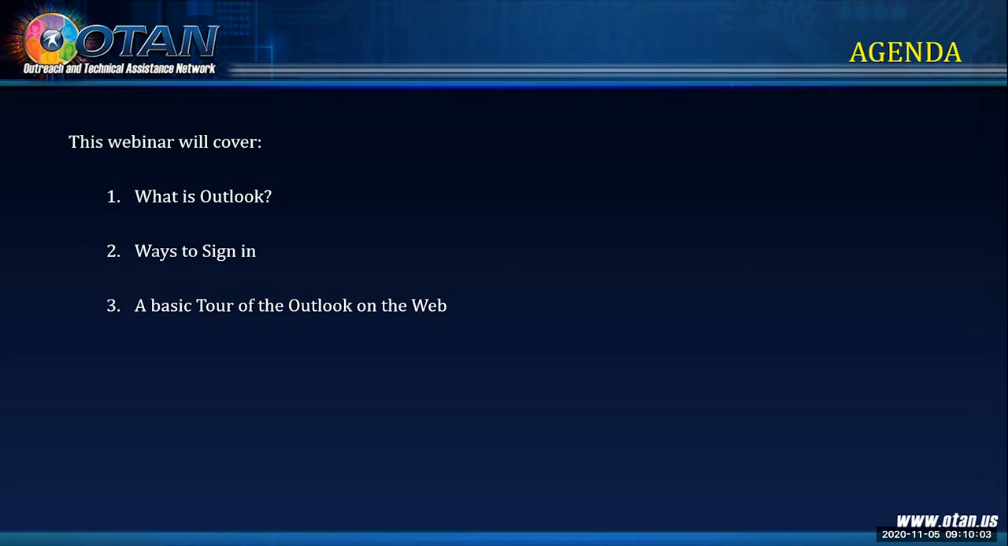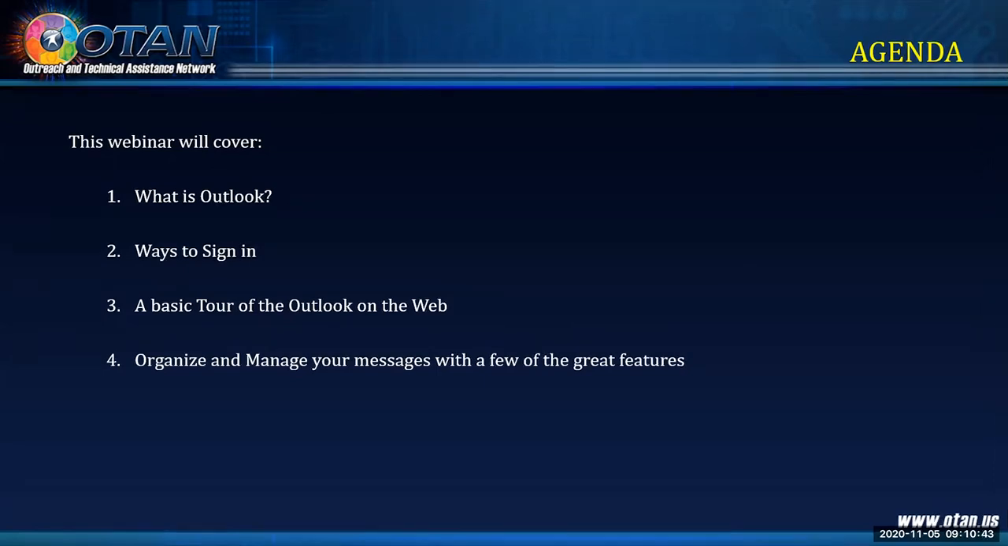We will go ahead and I will show you how to organize and manage your messages. I was first going to have it as organize and manage your messages, but I wanted to excite you with some of the great features because I am so excited about little tiny tools. You can definitely check them out on your own. Lastly, we are going to take a look at how to manage your calendar and contacts, because Outlook has calendar and contacts and a to-do list included.